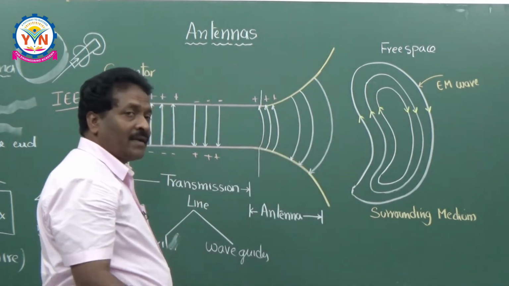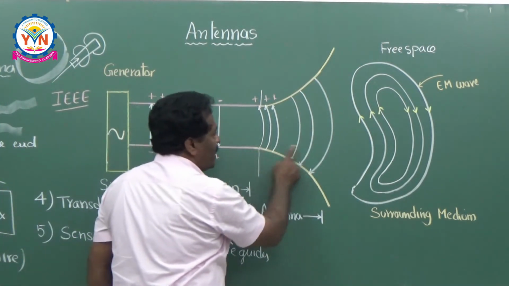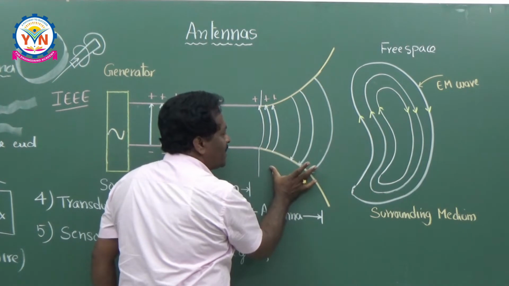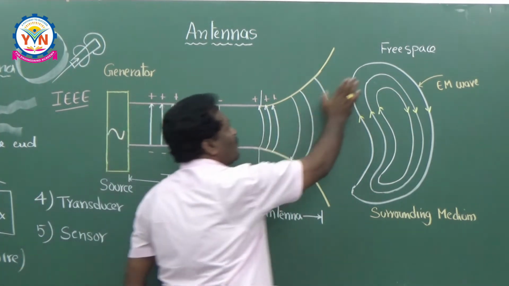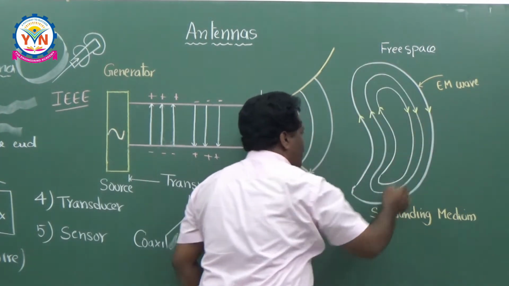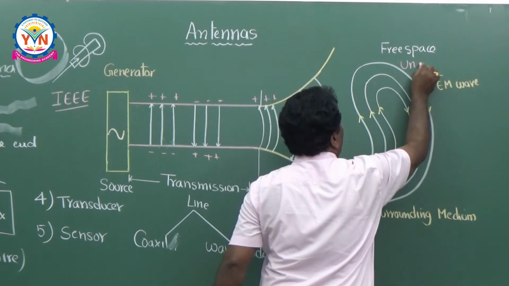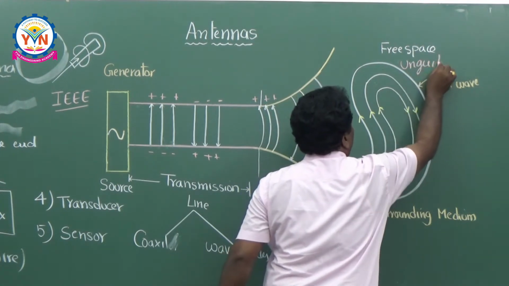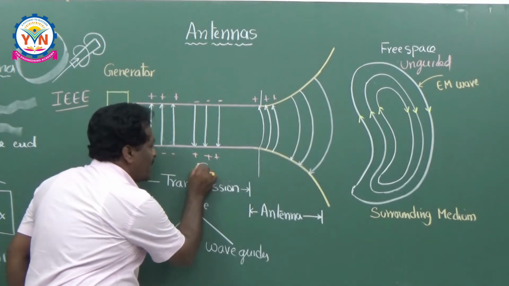Now let me see the definition of an antenna first. So what is an antenna? An antenna is nothing but an interface between your transmission line and your free space. Free space means you can say that it is unguided media. Unguided, there is no guidance at all. Here it is an unguided media, whereas the transmission line is your guided media.